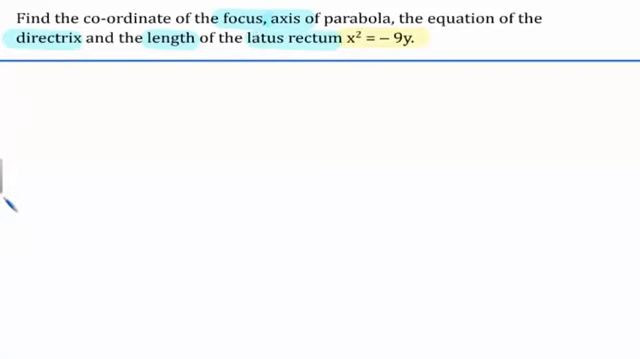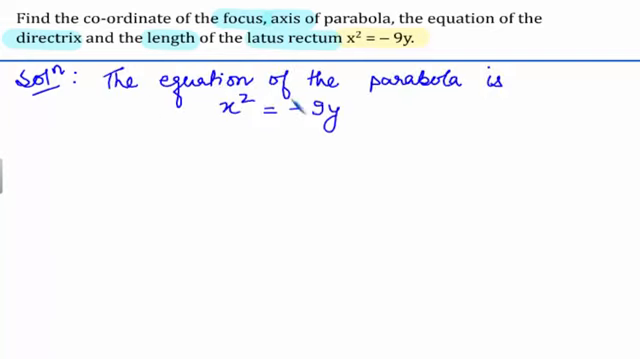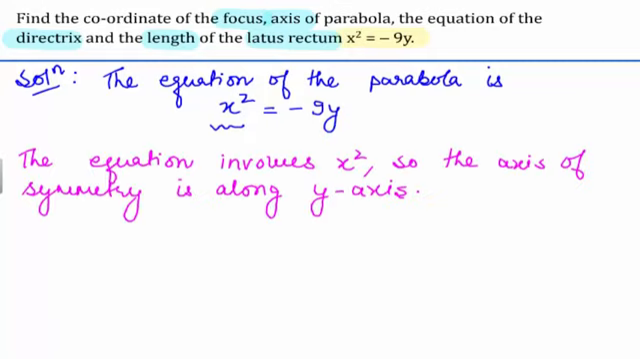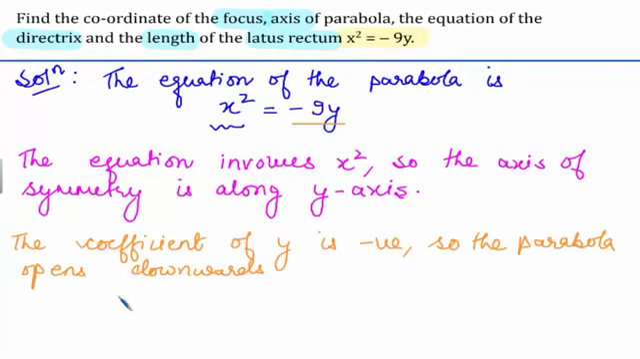The given equation of the parabola is x square is equal to minus 9y. Now as we can see, the given equation involves x square. Therefore, the axis of symmetry is along the y-axis. Also, we can see that here the coefficient of y is negative. Therefore, the parabola opens downwards.